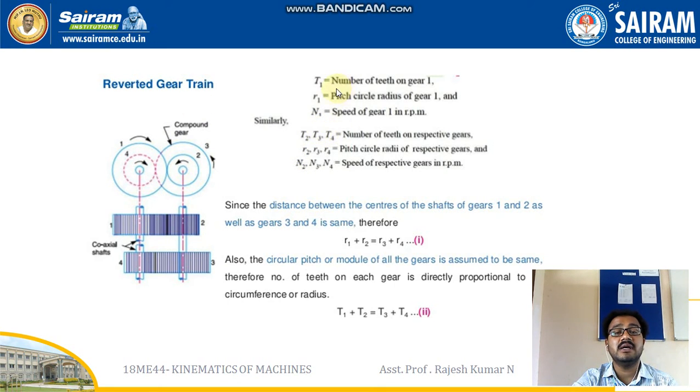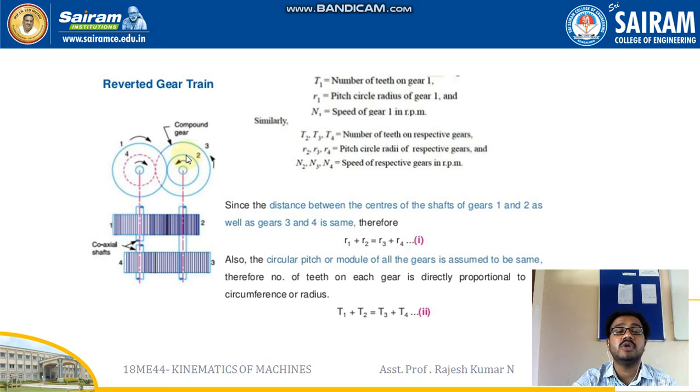Let me consider T1 as the number of teeth on gear 1, and R1 as the pitch circle radius of gear 1. The pitch circle radius, as we know, is measured from the center of the shaft to this particular boundary. And N1 is the speed of gear 1 in RPM. This is for the gear 1 case.